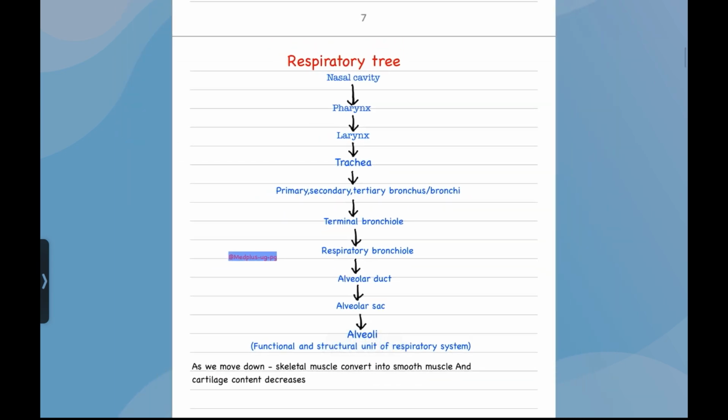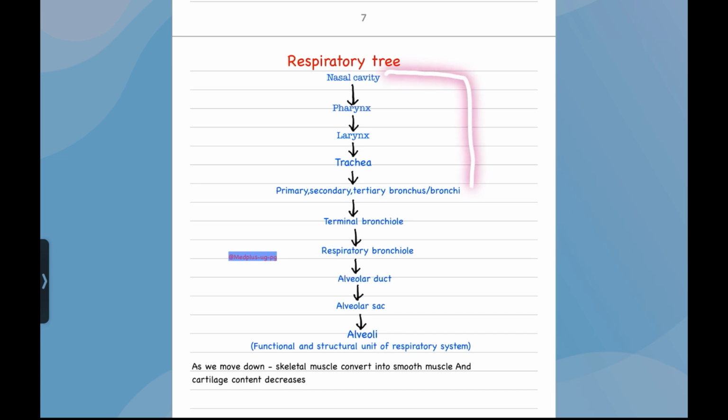So the respiratory tree, as we can see here, starts from the nasal cavity and ends at the alveoli. We should remember this in sequence. Nasal cavity, then pharynx, then larynx, then trachea. Trachea divides into right and left primary bronchi, then primary bronchi divide into secondary bronchi. Secondary bronchi divide into tertiary bronchi, then terminal bronchiole, which divides into respiratory bronchiole, then alveolar duct, which divides into alveolar sac, and lastly alveoli. Alveoli are the functional and structural unit of the respiratory system.